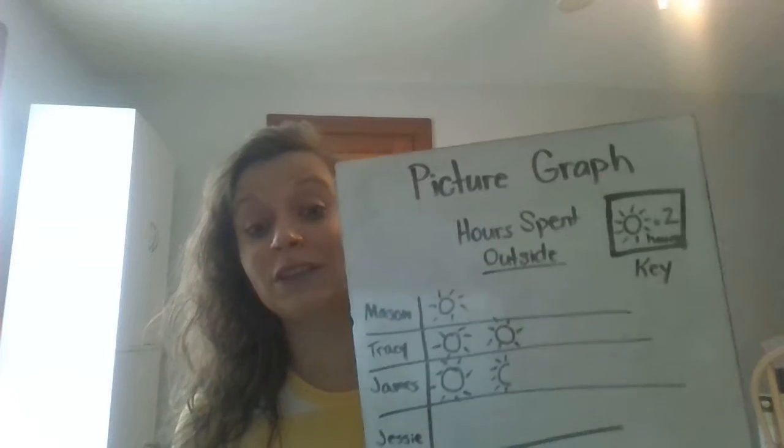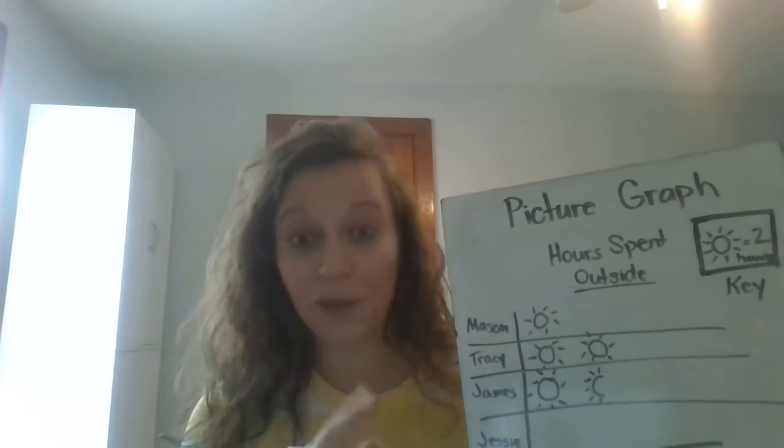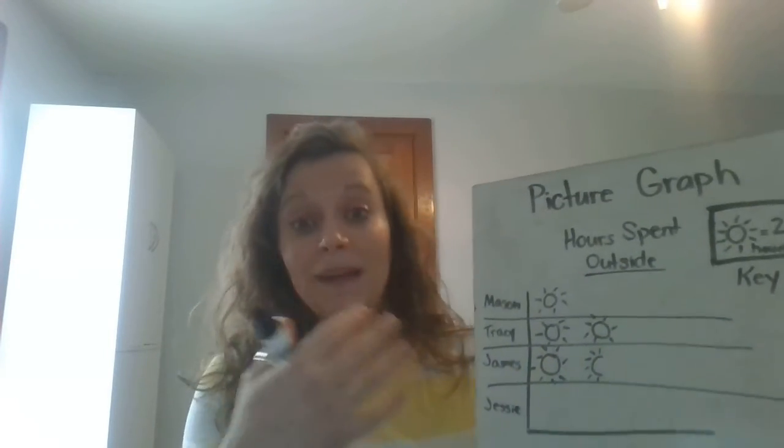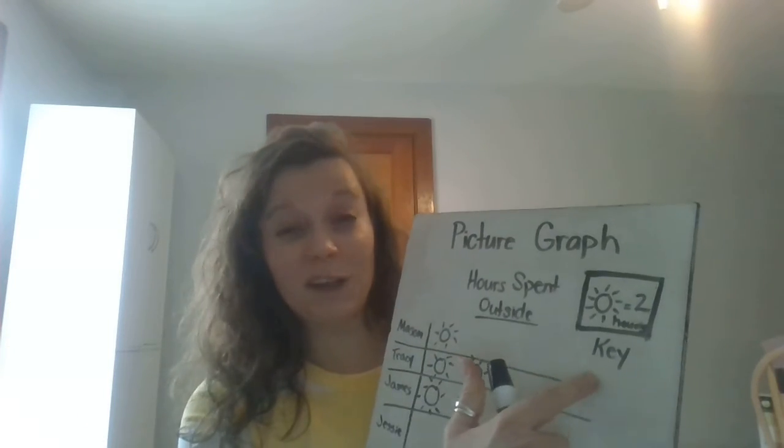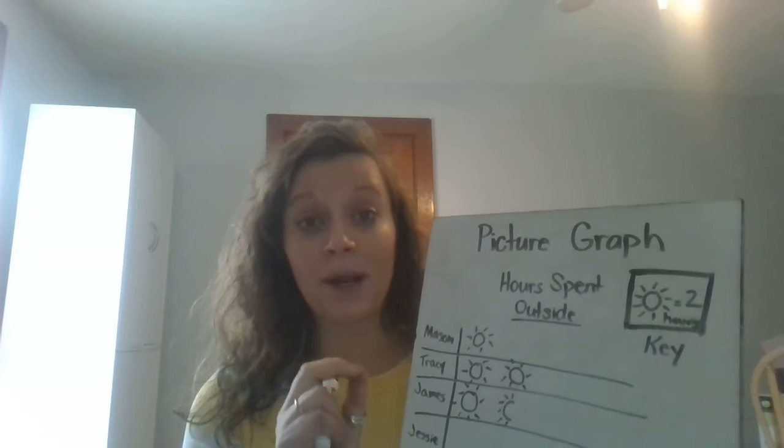And this is where things are a little different. It's not just a single thing. This sunshine stands for 2 hours. Sometimes it might stand for 5. Sometimes it might stand for 100 or something. So you need to make sure you figure out what your key stands for in a picture graph.